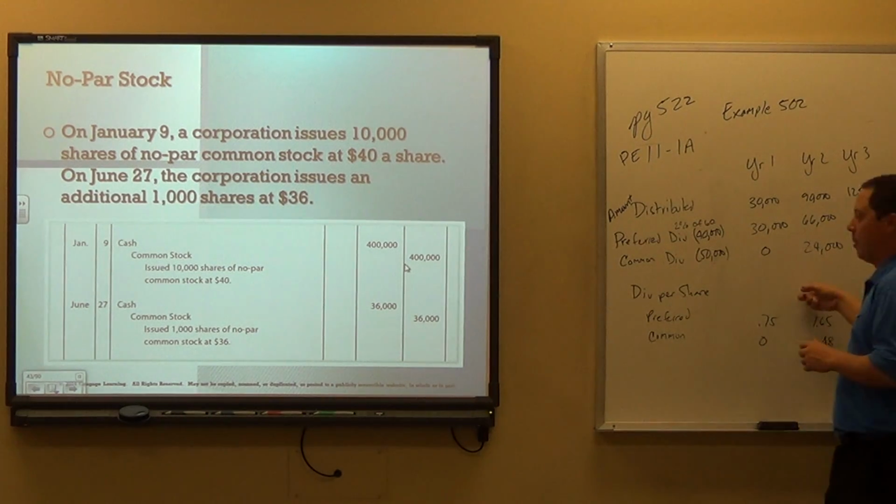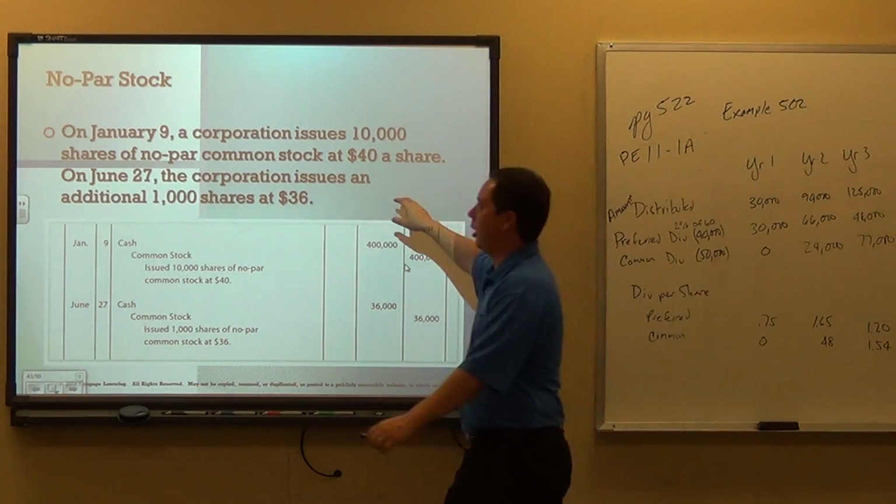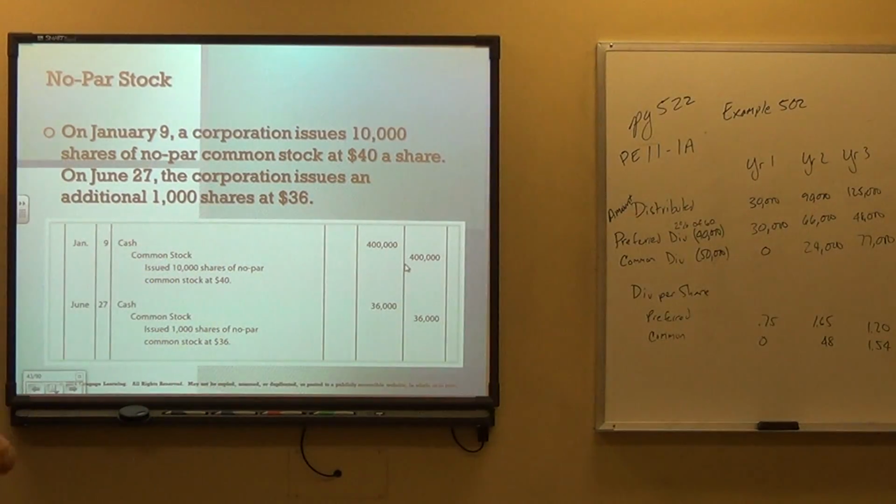So that's one of the homework problems that you will see. All right, so let's take a look at, as we move forward here, the no par stock. Without a par, on January 9th, a corporation issues 10,000 shares of no par common stock at $40 a share. So $40 a share. On June 27th, the corporation issues an additional 1,000 shares at $36 a share.